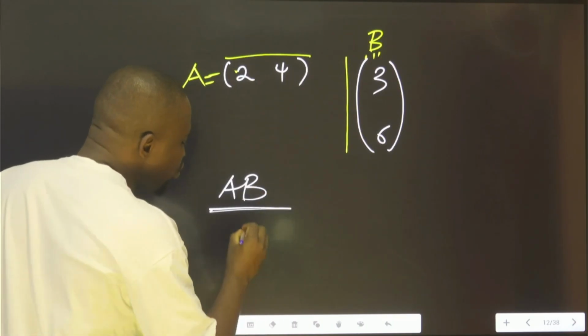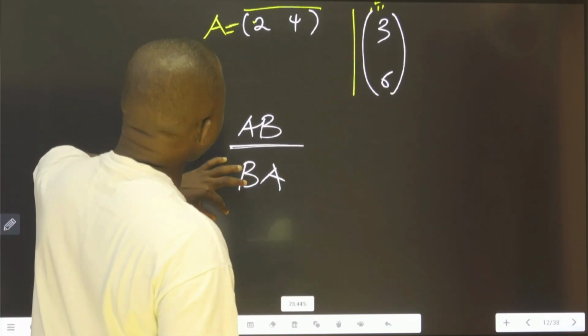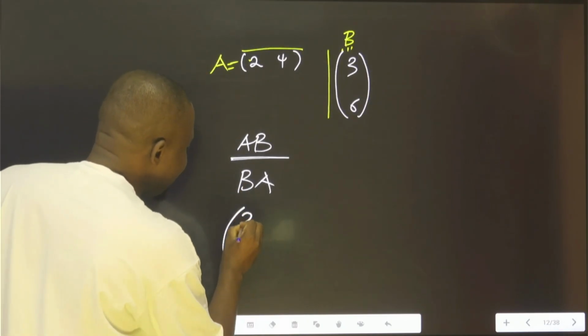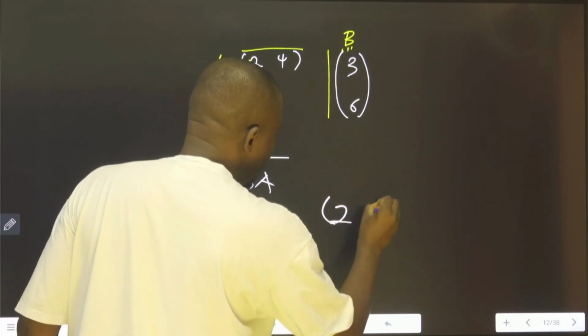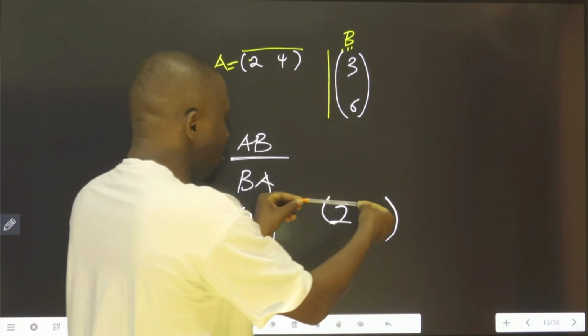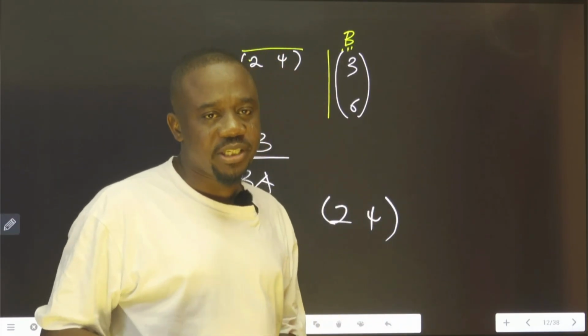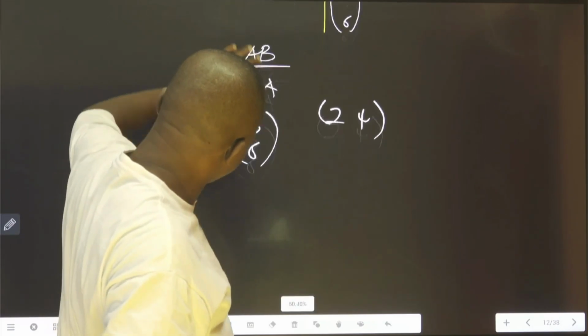But you should know that you cannot do B times A. How do I mean? If I had here 3, 6, I had here 2, 4, I can't multiply it. I can't take vertical to multiply horizontal. It is horizontal, vertical. Look at this.